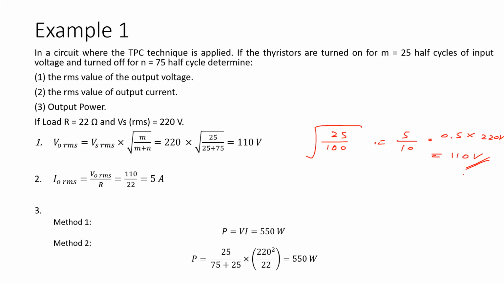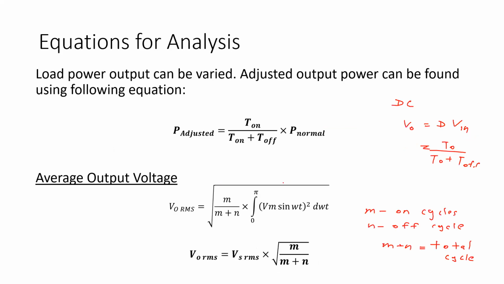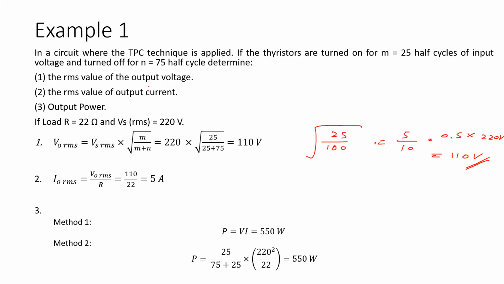Then we are asked to calculate the I RMS. If you have V RMS, it is very easy. I RMS will be given by V RMS over the load. Here, the load is given as 22 ohms. That means it is purely resistive, and I RMS is 110 volts over 22 ohms. So this will be 5 amperes. So very easy.